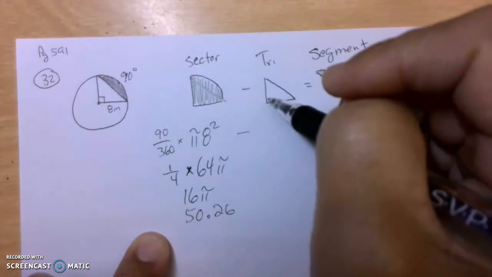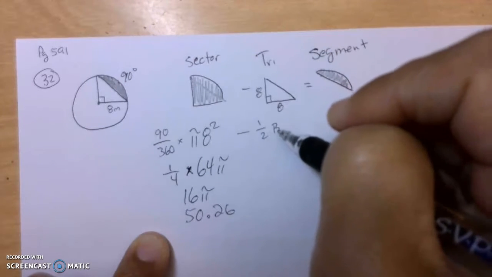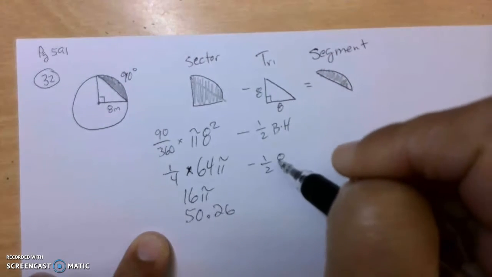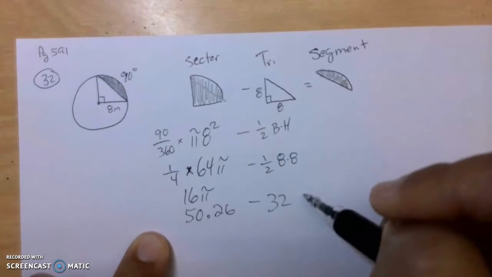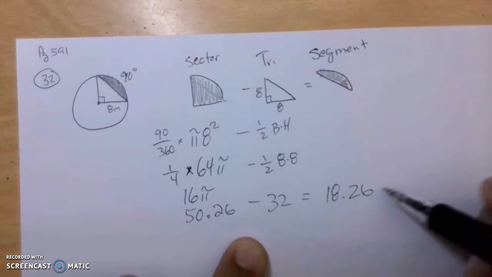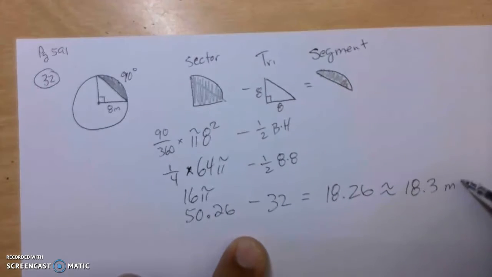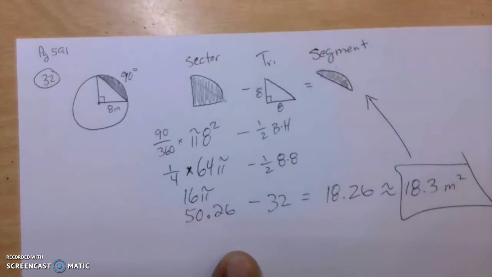But we want to minus out this triangle, which is 1/2 base times height. So it is 1/2 times 8 times 8. 8 times 8 is 64. 1/2 times 64 is 32. If I minus 32 from 50.26, you get 18.26, or approximately 18.3 meters squared for the shaded segment. Number 32.